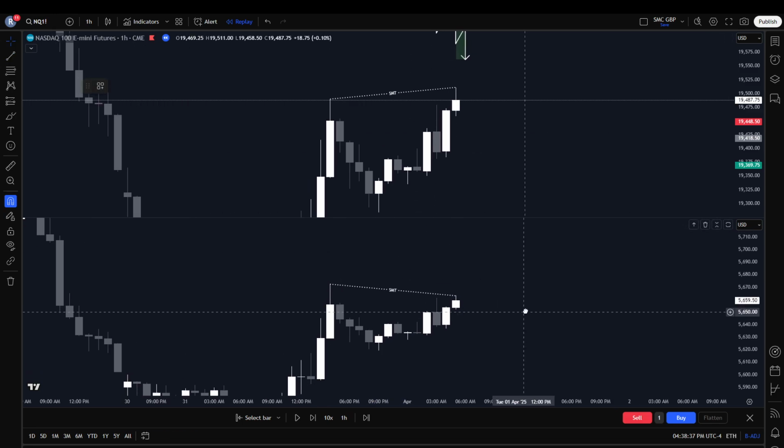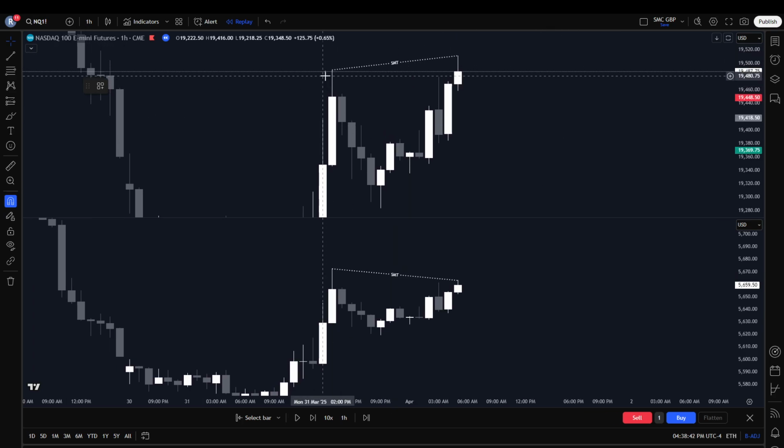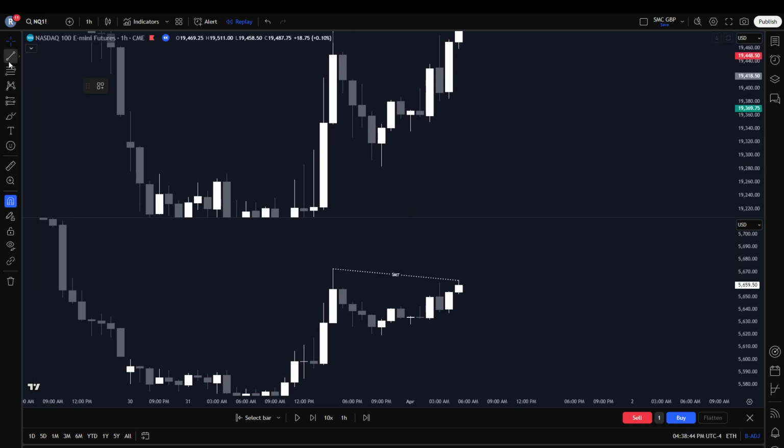So let's do a couple more examples, because sometimes they're not always at swing highs. You know what I mean? This is just a swing high example. You can do this from candle to candle, right?